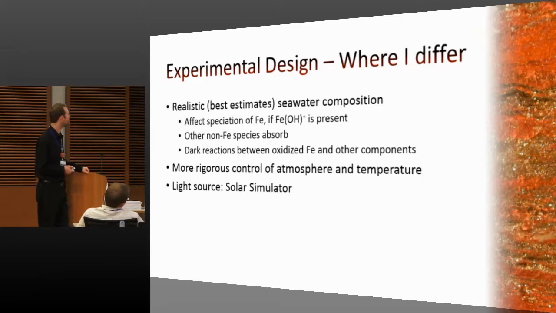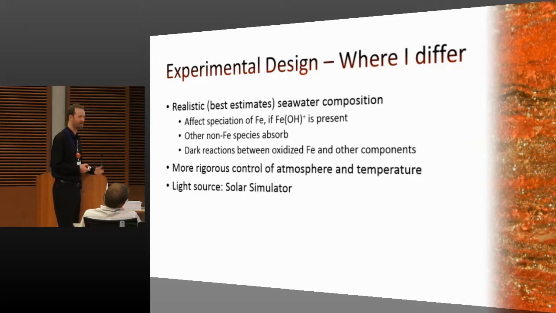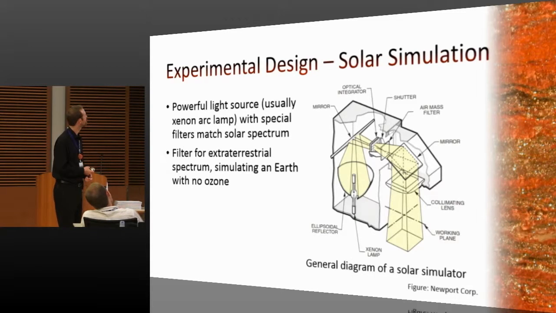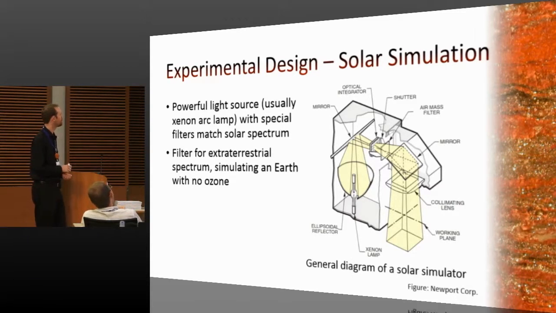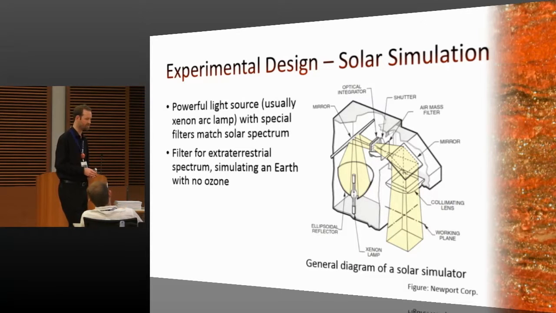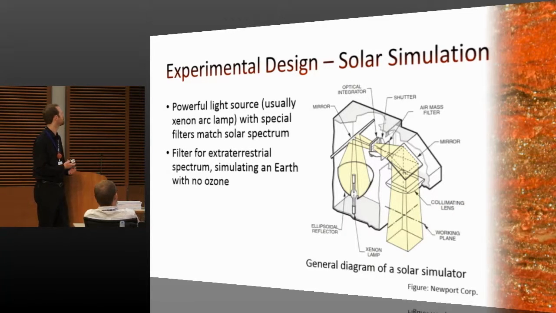The other thing is I'm having more rigorous control of my atmosphere and temperature. Previous experiments, some of them did not control their temperature at all. And I'm using something called a solar simulator, which is a powerful light source. I have a xenon arc lamp that recreates the solar spectrum with special filters. And I'm using one for the extraterrestrial spectrum to simulate an Earth with no ozone, as I said before.